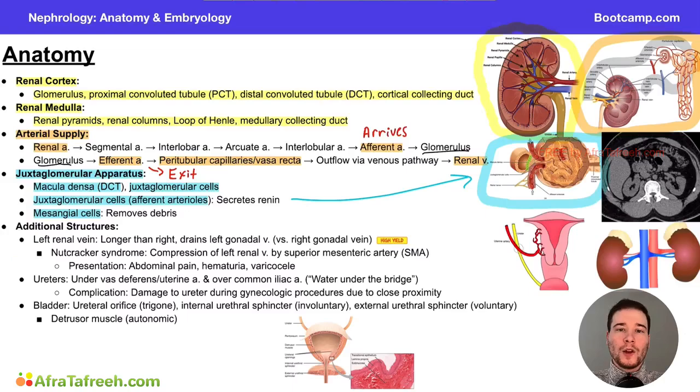And finally, there is a third type of cell called mesangial cells, less commonly asked about. Mainly these cells just remove some debris from the body. But the two I really want you to know and focus on are the macula densa and the juxtaglomerular cells. Now, finally, to wrap up this video, we're going to talk about some additional structures.